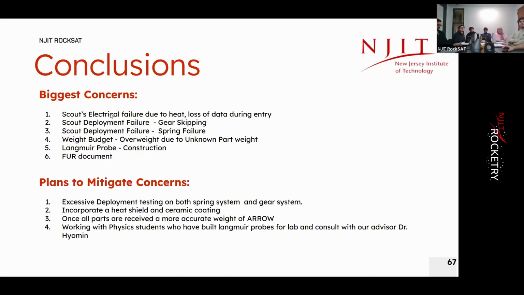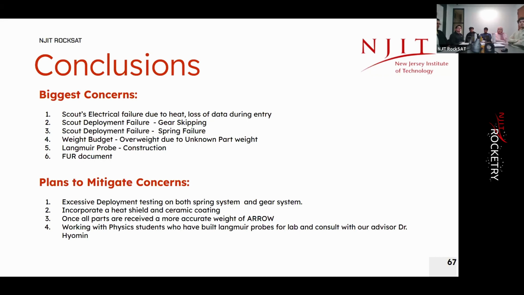For conclusions, our biggest concern is Scout's electrical failure due to heat during reentry and a loss of data. Scout deployment failure: the gears may skip, or a spring may fail, as well as the weight budget. As parts come in, we will anticipate being overweight just for now, but we don't expect to be overweight regardless.